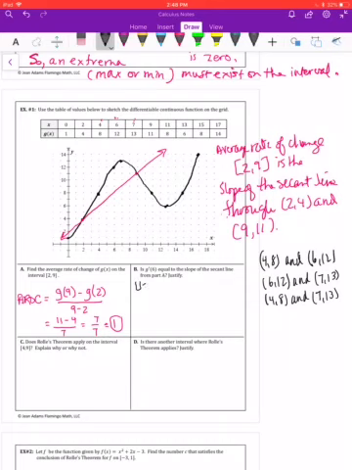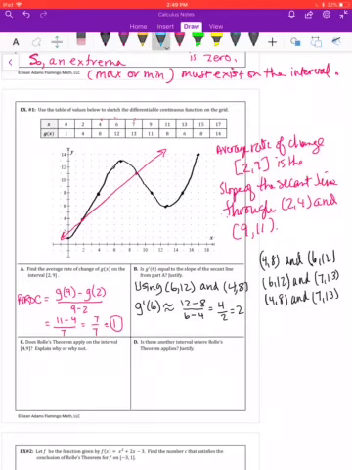And so what I did, I used (6, 12) and (4, 8). g prime of 6 is approximately equal to, and I just took 12 minus 8 over 6 minus 4, which is 4 over 2, 2.